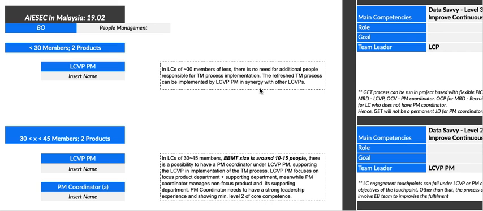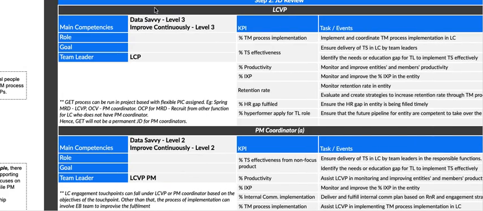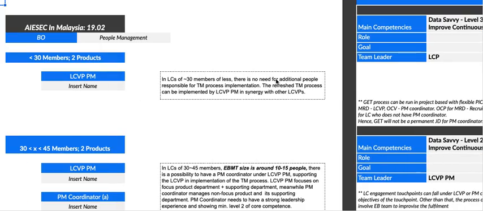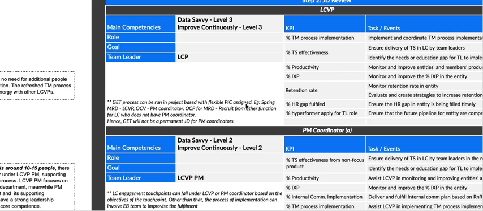With that picture in mind, a lot of the processes you have in the TM process are the responsibility of team leaders, because eventually TM process implementation is to make sure that team leaders can carry out team standards. This is the reason why there is no need for additional members if you have less than 30 members in your LCs. If you only have one LCVP in your team, this is the part mentioned: the GET process can be run project-based with a flexible PIC assigned.